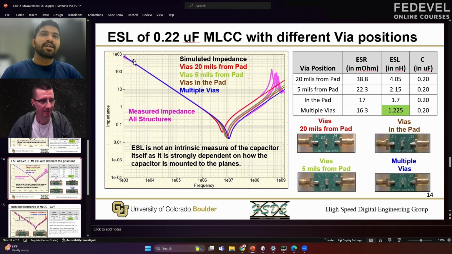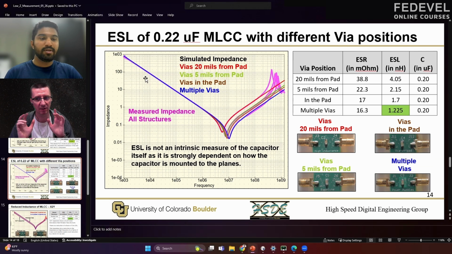We can see that the impedance profiles at the lower frequencies all overlap each other. We expected that to happen because at lower frequencies, the capacitive behavior dominates the impedance, and all of the 4 capacitors have the same capacitance value.